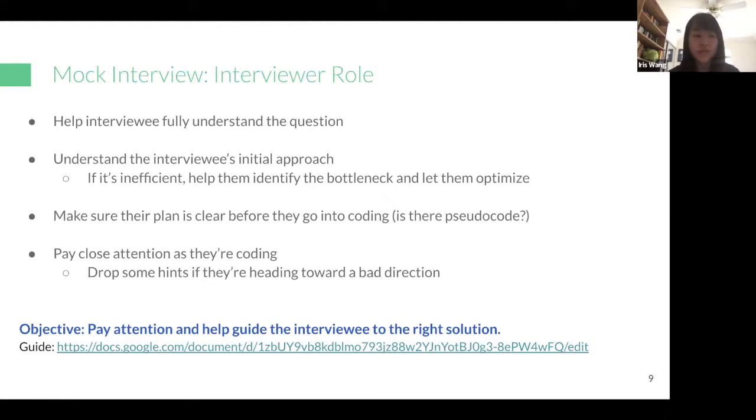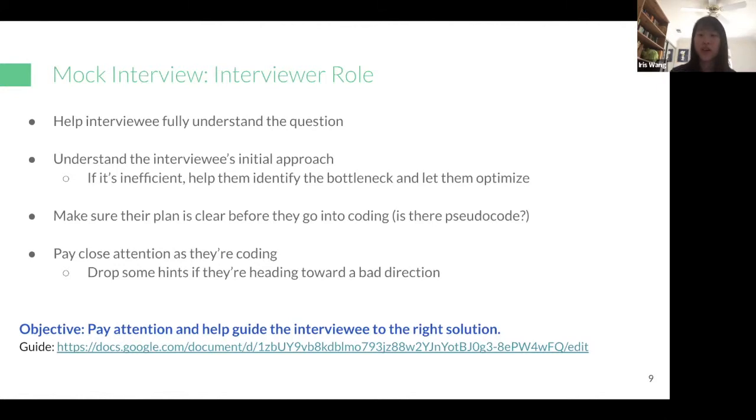I think also just be a good listener, and understand the interviewee's initial approach. If it's inefficient, maybe try to hint them toward a more optimal solution. Try walking through their approach with them and helping them identify the bottleneck, and let them do the optimization. You also don't want to overstep your boundaries as an interviewer and give them the solution. You want to help guide them to the right solution. So make sure that they pseudocode and that they have a clear plan before going into coding.